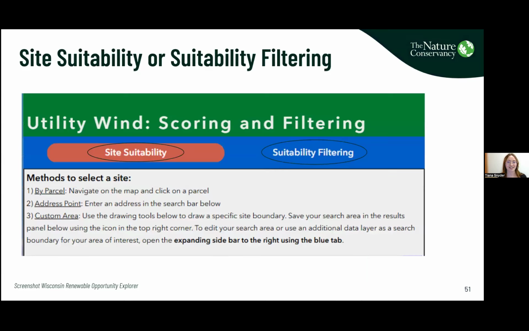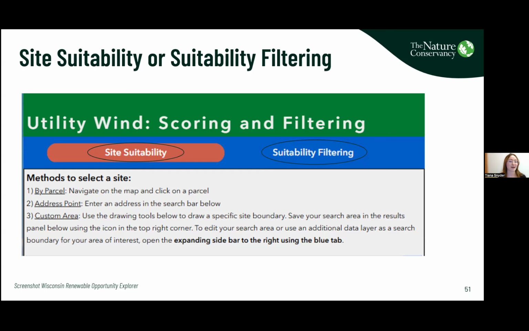All right, so diving into the practical mechanics of using ROE, the tool gives you two primary modes of analysis, one being suitability filtering and one being site suitability. So the suitability filtering function might be best for proactively planning because it allows you to search across the entire landscape and use custom criteria to identify areas that meet specific thresholds. Then for site suitability, this is best for evaluating a specific location. So it would allow you to draw a site boundary and receive detailed data on that exact site area.